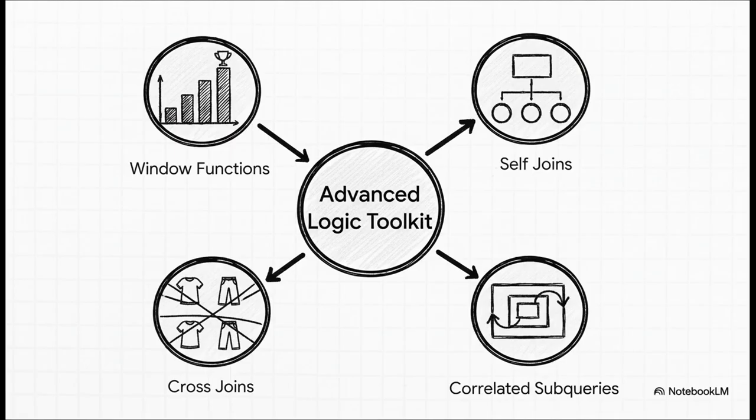Now, beyond CTEs, the toolkit has some other real powerhouses. Window functions let you do complex things like ranking your top performers. Self-joins are an absolute must for navigating hierarchies, like an employee-manager structure. And then you've got tools like cross-joins for creating combinations and correlated subqueries for really specific tricky filters. See? These aren't just bits of syntax. They are your solutions to complex business problems.